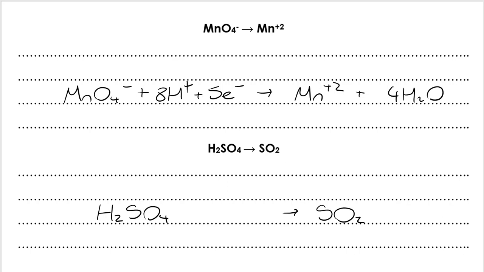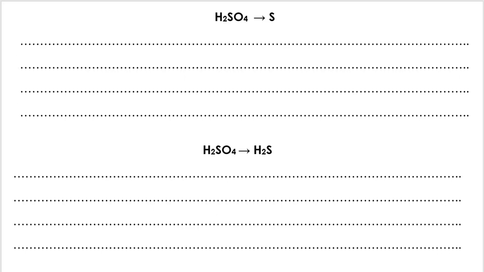In terms of the species with a variable oxidation state, it's already balanced. I've got 1 S on both sides. I need to balance the oxygens. I do that by adding 2 waters on the right. I now need to balance the hydrogens. I've got 2 on the left, I've got 4 on the right, so I need 2 H+ added on the left. I now need to balance the charge. I've got +2 on the left, I've got 0 on the right, so I need 2 e- on the left hand side. 2 more examples to try.